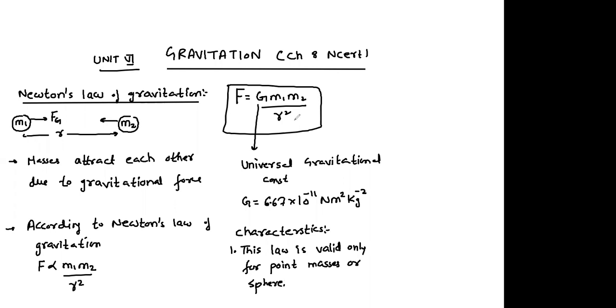Means you cannot use this formula for rods. If you have two rods, this rod is having mass m1, this rod has mass m2. Due to gravitational force, these rods will attract each other, but you cannot calculate that force using Newton's law of gravitation. It's not valid for rods. We will see later how to calculate this force for rods, but right now remember this is valid only for point masses or for spheres. You cannot use this law for a rod or any other mass.